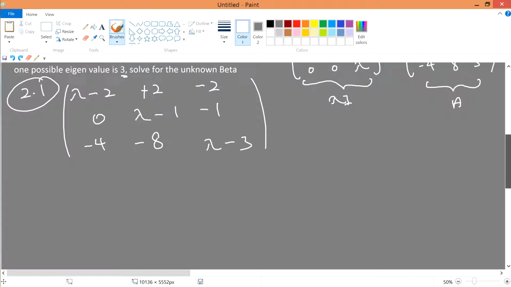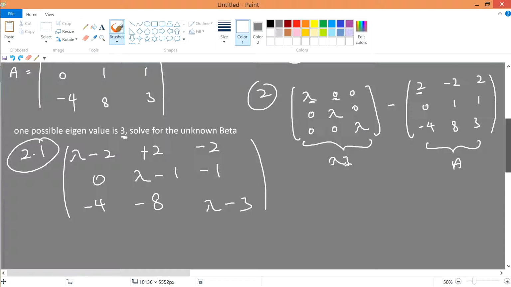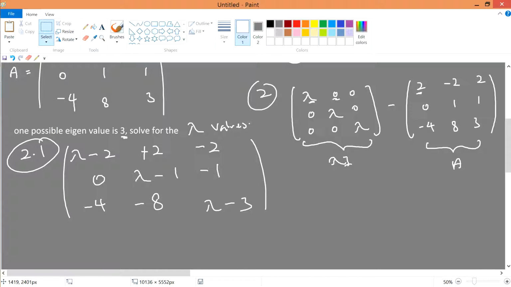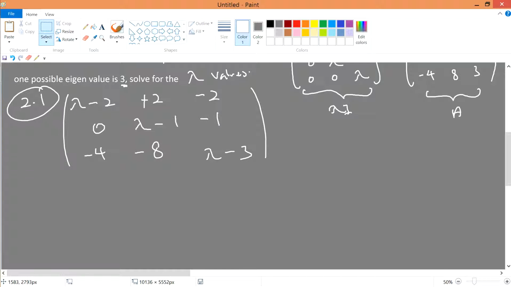But anyway, in order to find the rest of the eigenvalues, the question is not asking you to solve for beta anymore. It asks you to find the rest of the eigenvalues. Now, a typical 3 by 3 matrix will give you 3 eigenvalues. In this case, they have kindly given you one of the eigenvalues. Later on, you'll know how this can help you in solving your problem.